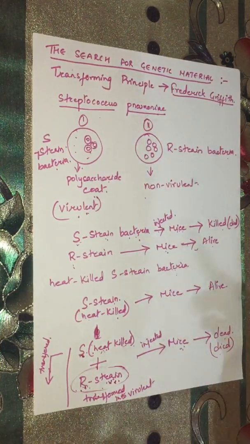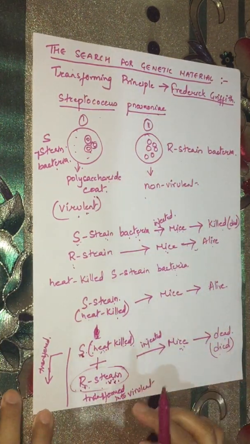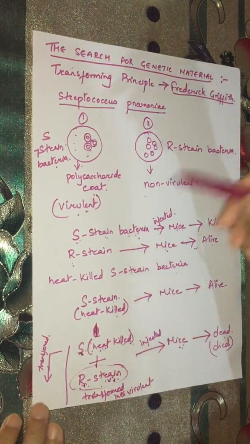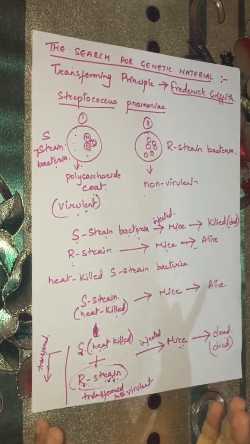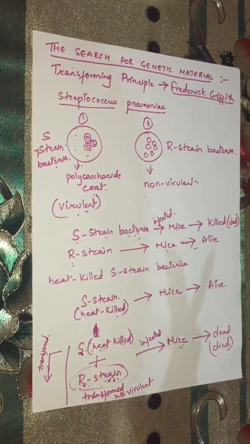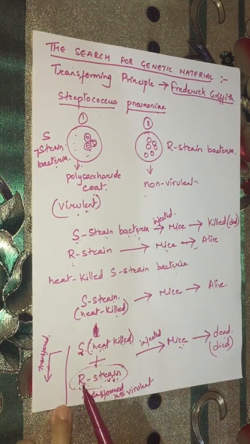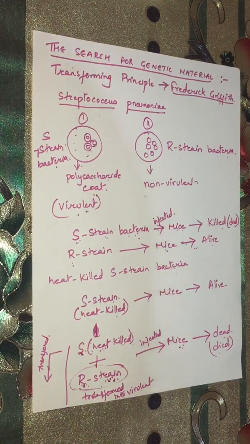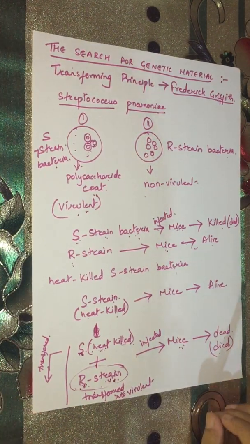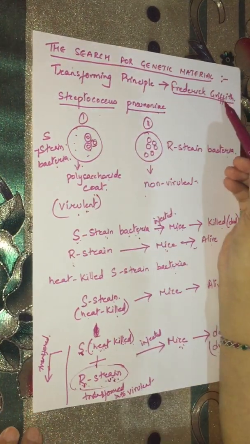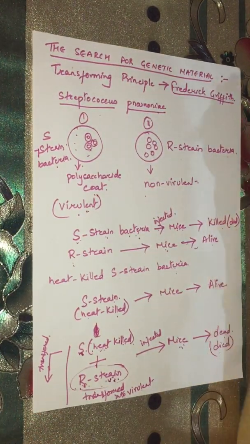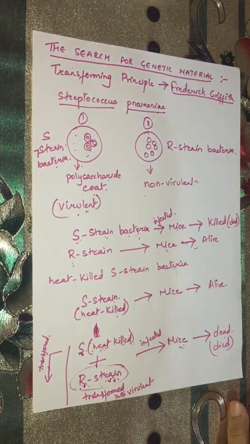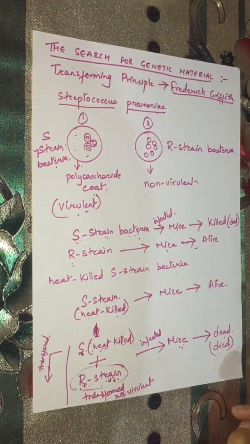What is the nature of that genetic material that was transferred from heat killed bacteria to R strain? It was not identified from this experiment. He just concluded that there must have been some transforming principle that transformed R strain bacteria into virulent. So this is how Griffith in his experiment proved that something has been transferred. Okay, thank you.